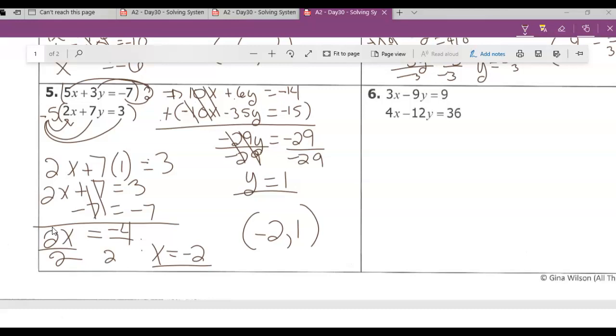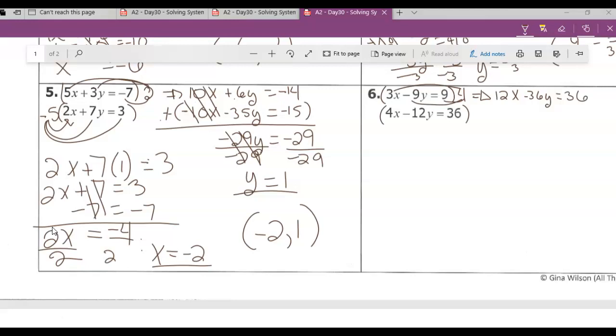What I'm going to do is try to get rid of my y's in this case. So I'm going to multiply everything on top by positive 4. When I do that, I get 4 times 3x, which is 12x, 4 times negative 9, which is negative 36y, equals 9 times 4, which is positive 36. I did that, and you'll see why in just a moment.